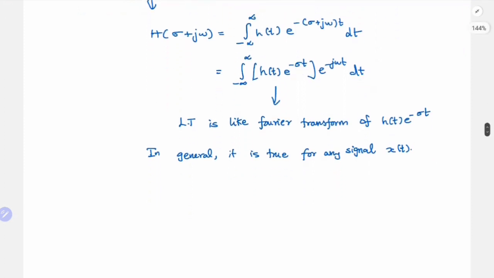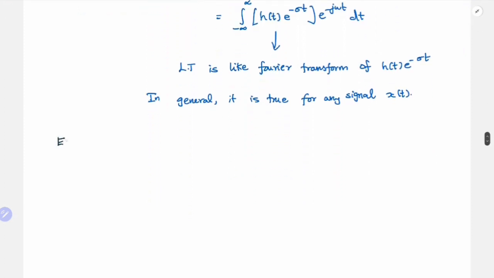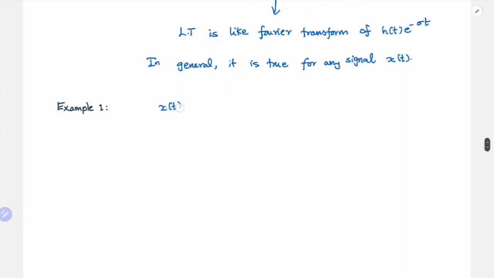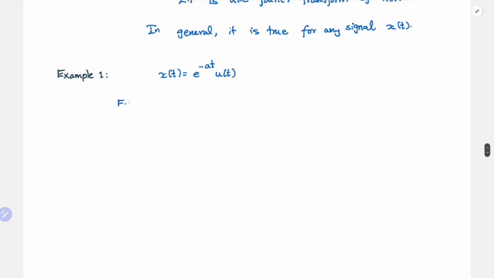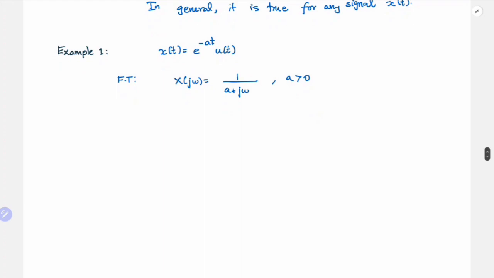Now let us see an example. So example 1. It is our familiar example only. We have x of t equal to e power minus at u of t. So first let us see the Fourier transform. We already know it is x of j omega equal to 1 by a plus j omega, with a greater than 0, right? Now let us see the Laplace transform.